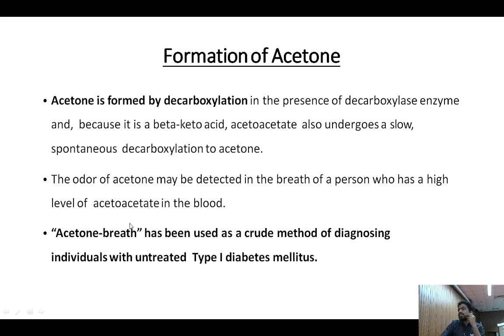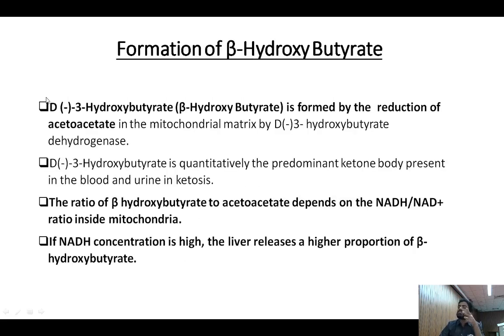That is very important, because acetone will come out in the breath. In type 1 diabetes, or sometimes in type 2 diabetes also, because of decreased glucose in the circulation, more and more fatty acid breakdown happens and leads to increased production of ketone bodies. This acetone comes out in the breath, and this is used as a crude method of diagnosing an individual with untreated type 1 diabetes. The odor of acetone can be detected in the breath of a person. So now two ketone bodies are formed: acetoacetate, then second, acetone by decarboxylation.